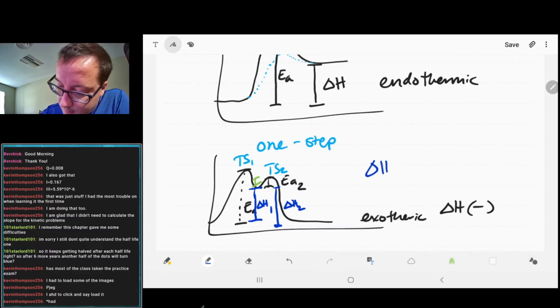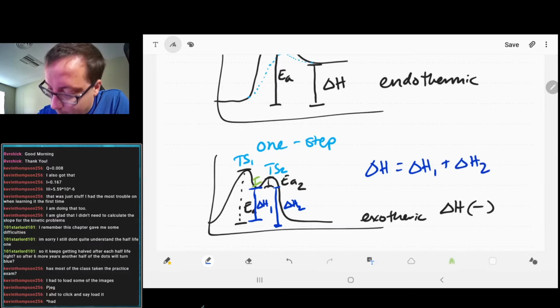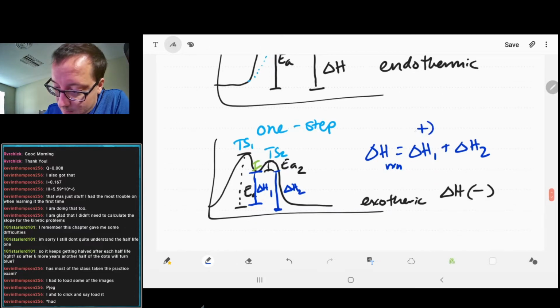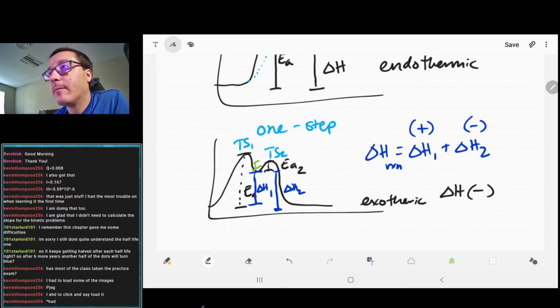And overall delta H would be the sum of those, right? So we can see delta H2 is a little bit bigger. That's the one that's exothermic. That's the one that's negative. We see delta H1 is positive, but delta H2 is a larger magnitude. And so that's why overall we have a negative delta H at the end of the day. What else can we say about these sort of graphs? I don't know, that seems to be all of the important bits there.